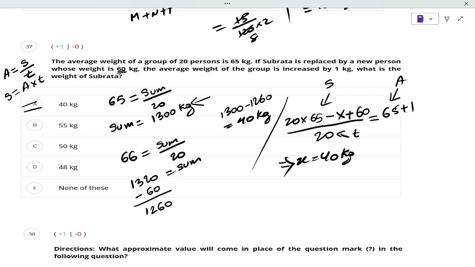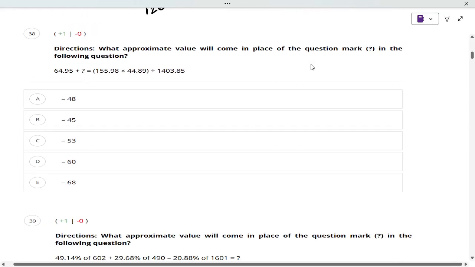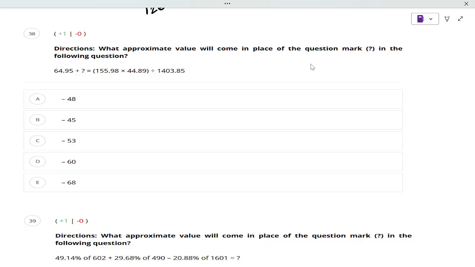Alright, next one. For the next one, we have approximation, right? So whenever you come across approximation, this is simplification only, but we need to take approximate values, that's it. So let me solve one question from here, and then I'll give the rest of the questions for you guys to try, and then you can comment down the answers, right?